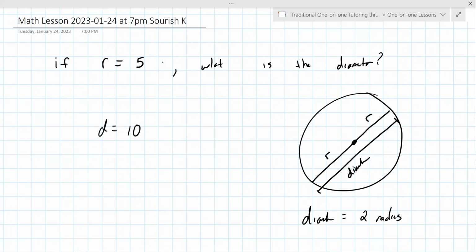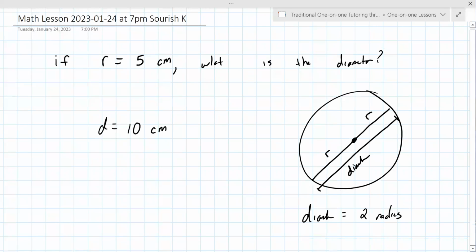Now units. Let's say the radius is 5 centimeters. What is the diameter? What are the units of the diameter? What are the units of the radius? Centimeters. So what are the units of diameter? 10 centimeters. Very good. So what is the relationship between the radius and the diameter? You multiply the radius by 2 to get the diameter. That's right.